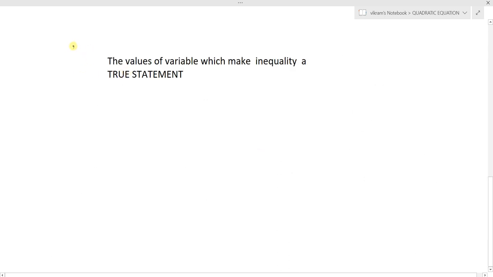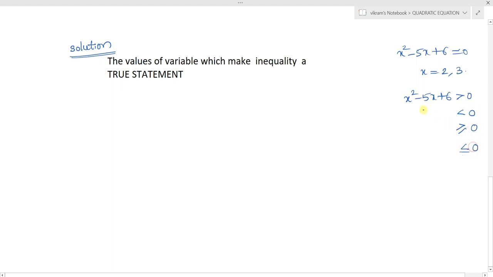Now we have to know what is a solution of an inequality. We found the solutions and roots of equality expressions, like x square minus 5x plus 6 equals 0, where the solution is 2 comma 3. But how do we find out when x square minus 5x plus 6 is greater than 0, or less than 0, greater than or equal to 0, or less than or equal to 0? How do we find the solutions of these inequalities?